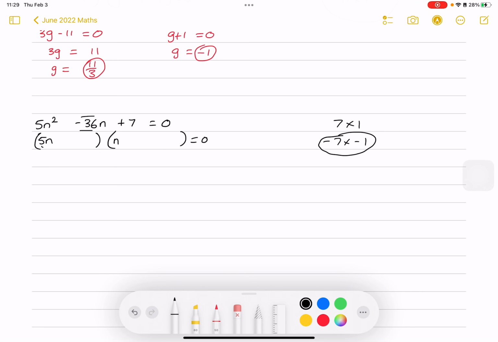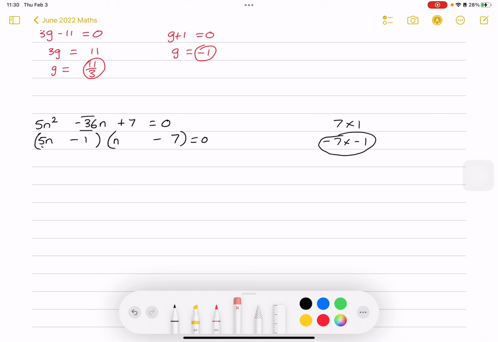Okay, so that's how I figure out that my negative 7 should come here, so it could multiply by the 5n, right? And then my negative 1 will simply come here. Right, so 5n by negative 7 gives me negative 35n, and minus 1 by n gives me minus n, so negative 35 minus 1 gives me negative 36. And there we have it.